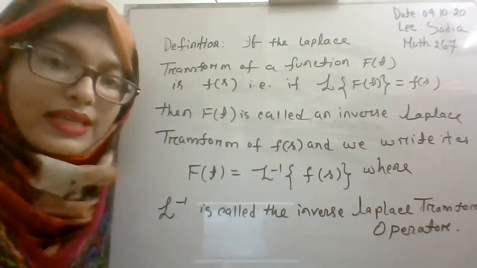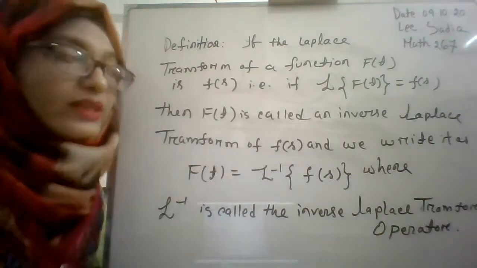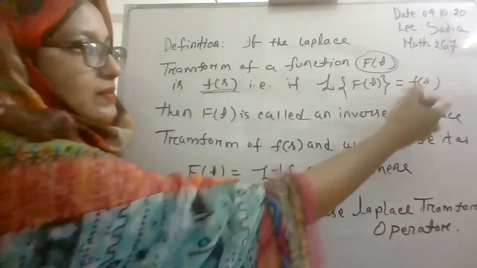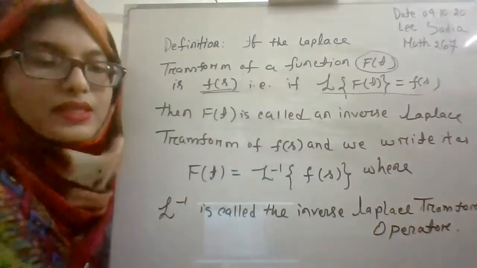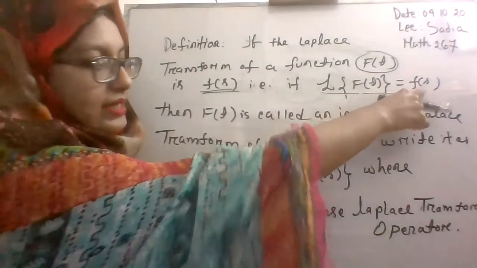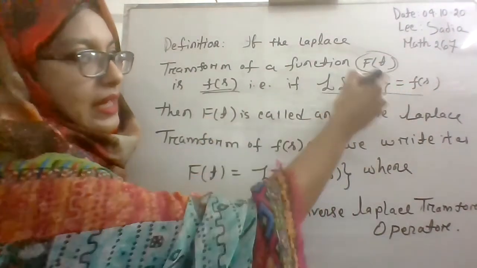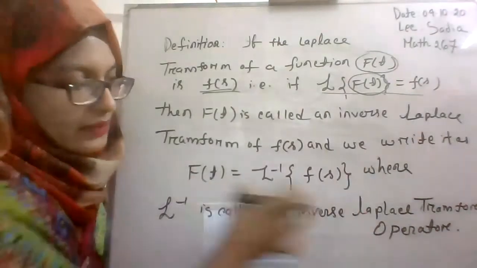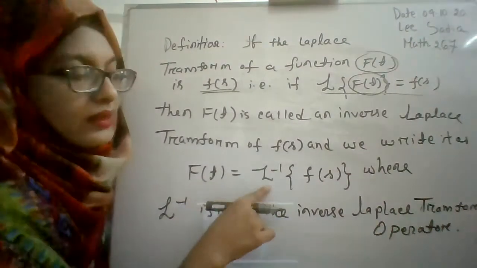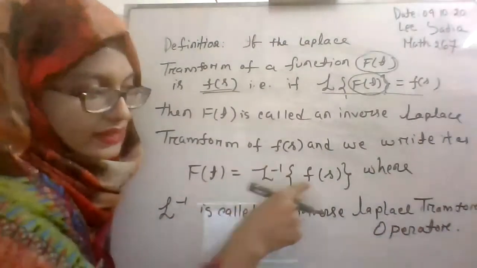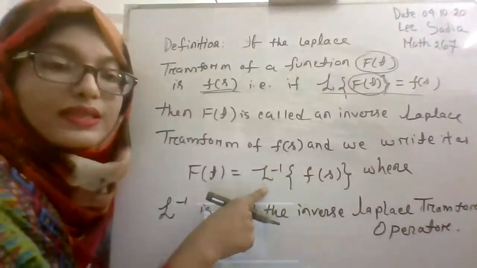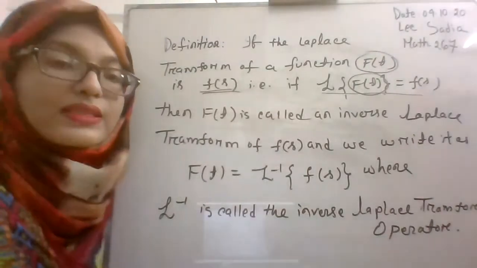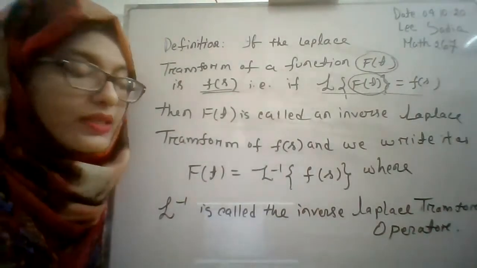Okay, that's the definition of inverse Laplace transformation. If the Laplace transformation of a function f of t is equal to F of s, then f of t is called the inverse Laplace transformation of F of s, which can be written like this: f of t is equal to L inverse of F of s. And here this L inverse is known as the inverse Laplace transformation operator.